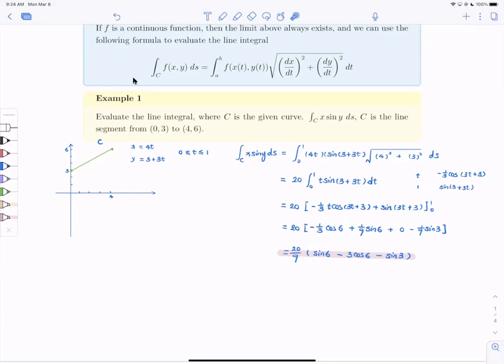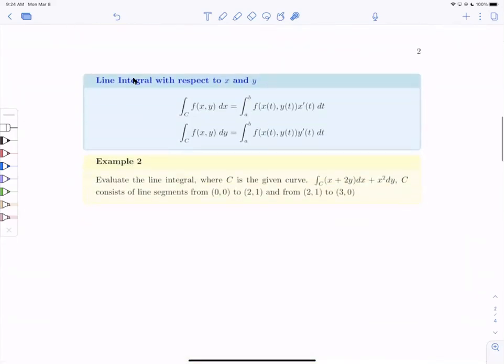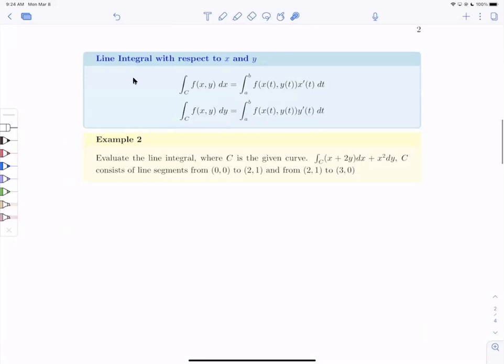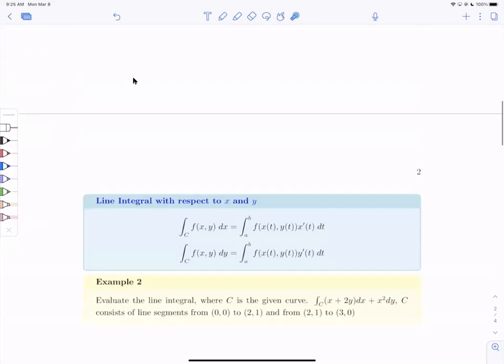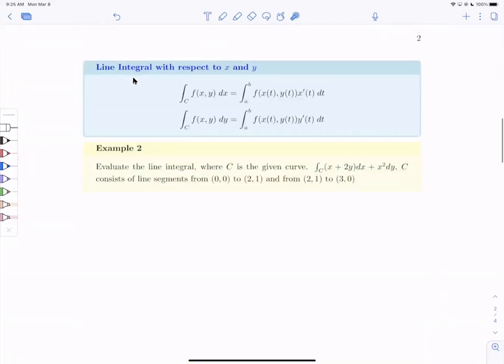Okay, cool. So if we're good, let's look at line integral with respect to x and y. Yeah, with respect to x and y. So before we have ds, now you have dx or dy.